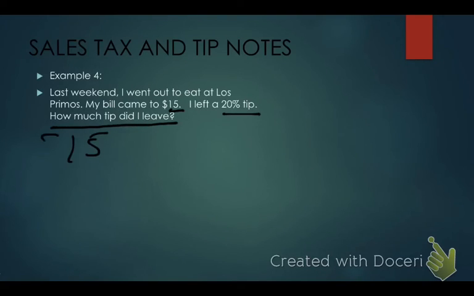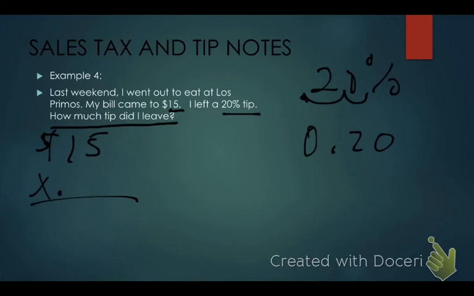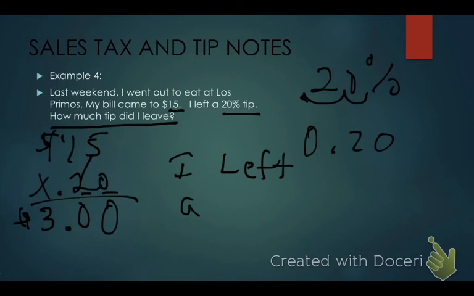So again, I'm going to take $15 times 20%, which, remember, change from percent, move your decimal point to the left twice. There's my 20 hundredths. 0 times 5 is 0. 5 times 2 is 10. Carry the 1. 2 plus 1. 2 times 1 plus 1 is 3. I only have 2 decimal places. So I left a $3 tip for the waiter or the waitress.